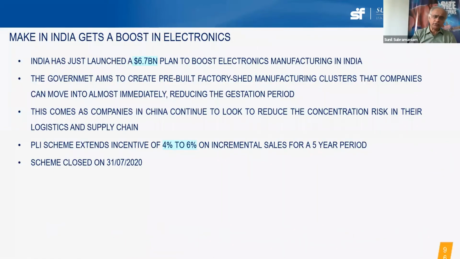And I talked about the fact that we need to change the quality of the FDI into manufacturing. Just one sector I will take to tell you how serious the government is and willing to take strong action to get business in. This is called the PLI scheme, the Production Linked Incentive Scheme. The government has launched a $7 billion plan. What is that? They are promising 4 to 6% on incremental sales for 5 years as an incentive to companies which come and set up manufacturing in India.